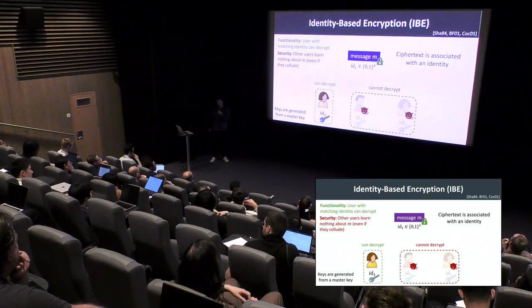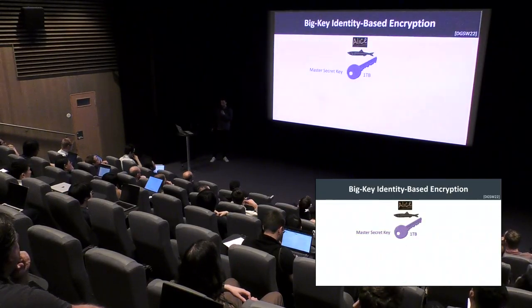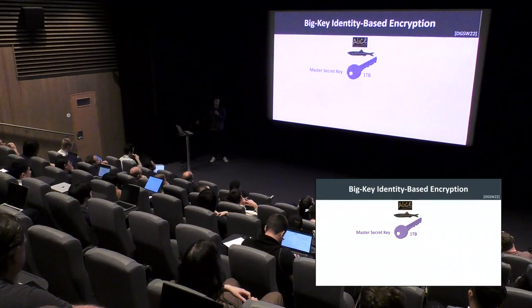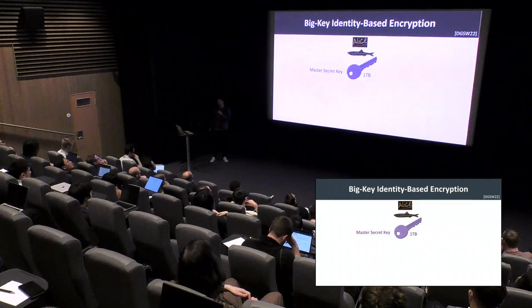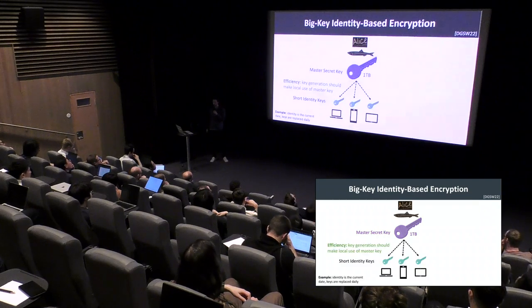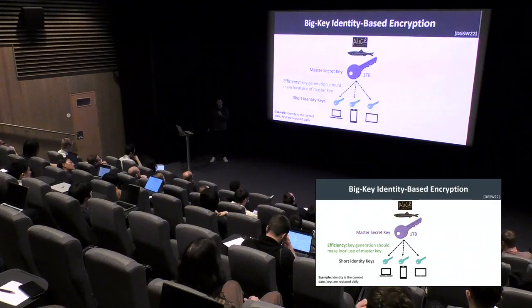So how do we apply this to the big key setting? Well, Dottling, Garg, Sarkar, and Wang introduced this notion of big key identity-based encryption, which is the following setup. Basically, we're going to take a master secret key to be the large 1 terabyte key. And what Alice is going to do is give out short identity keys to each of her devices, where you can imagine that the identity here is like the current date, and these keys get refreshed every day.